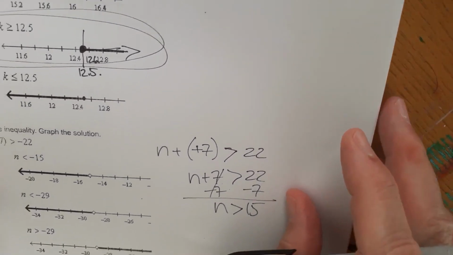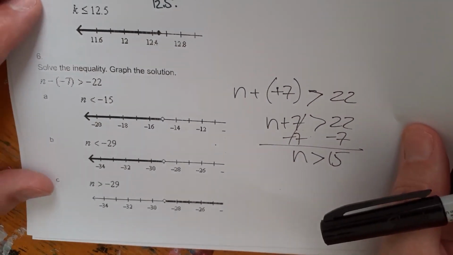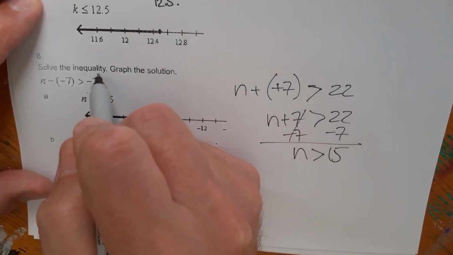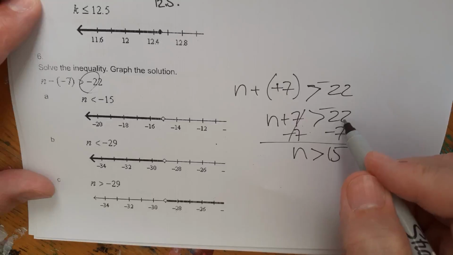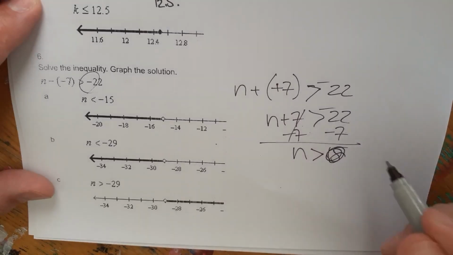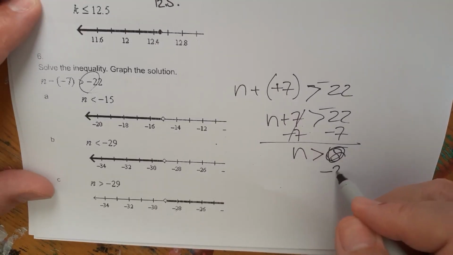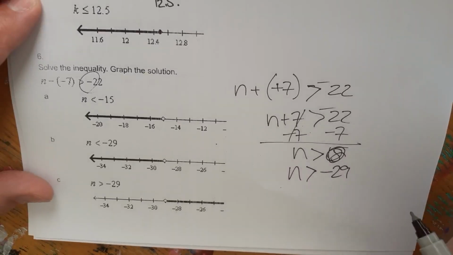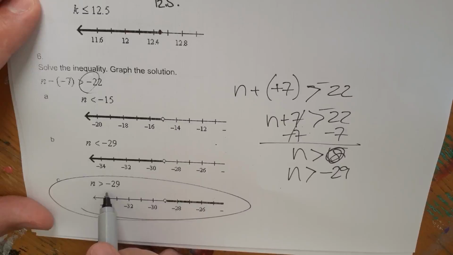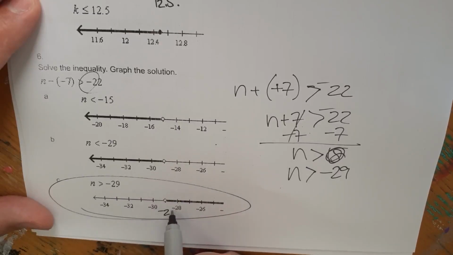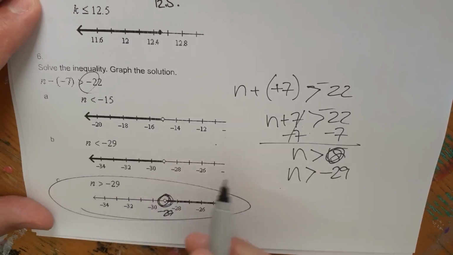Oh, I'm sorry, you guys. Let's go ahead and look at this again. This is a negative 22, so negative 22, negative 22. So negative 22 minus 7, don't like this at all, is going to be minus 29. N is greater than minus 29. Here's the minus 29, and it's open because there's no equals, and n goes off to the right forever.